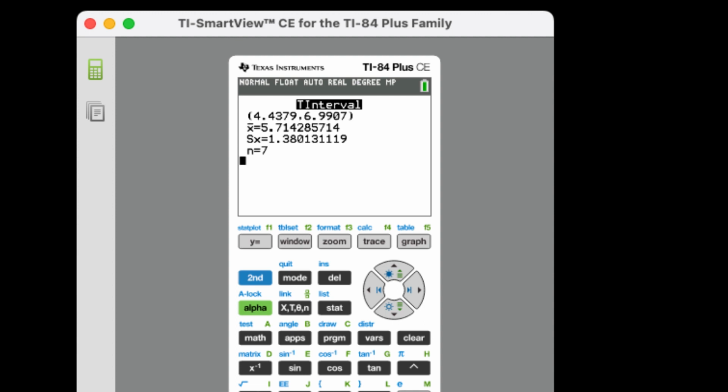You say, Mr. Judge, this looks slightly different than what you just gave me. They have 4.5379 and 6.9907. Their mean is 5.7142857114. Their standard deviation is 1.38013111119. Sample size is 7. So why is it slightly different?